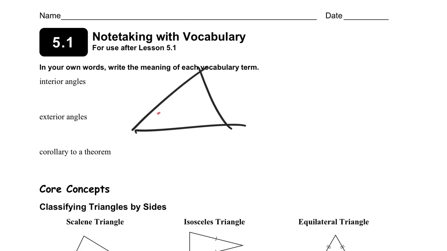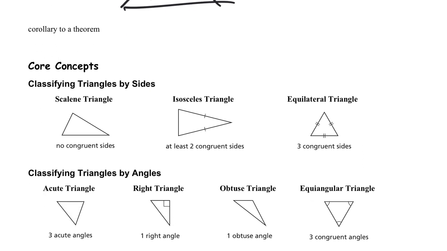All the inside angles are considered interior. And then the exterior angle is right here. If you extend a side of the triangle, exterior means outside, so that'd be an outside angle called an exterior angle. All right, and then a corollary basically just means that it piggybacks off of a theorem. So we're going to learn about one corollary today. Anyways, let's look at types of triangles.